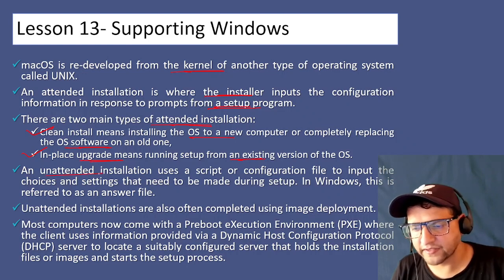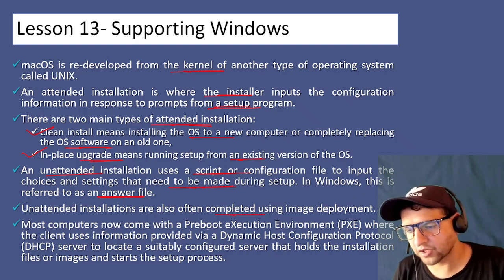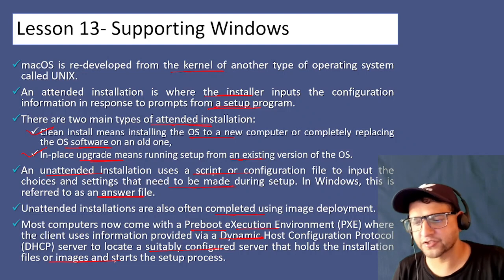An unattended installation uses a script or configuration file to input the choices and settings that need to be made during the setup. In Windows, this is known as an answer file. Unattended installations are also often completed using image deployment, but most computers now come with a pre-boot execution environment where the client uses information which is provided by the DHCP server to locate a suitably configured server that holds the installation file or image and starts the setup process.